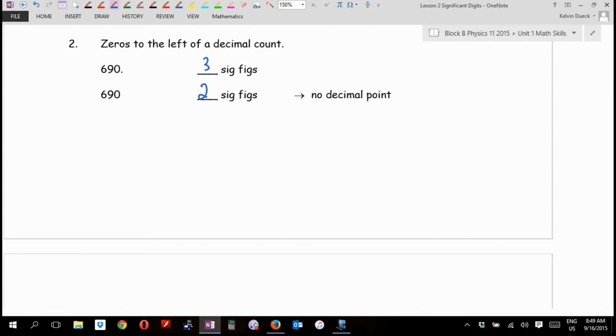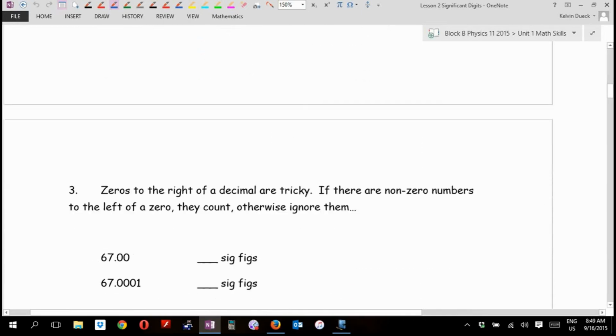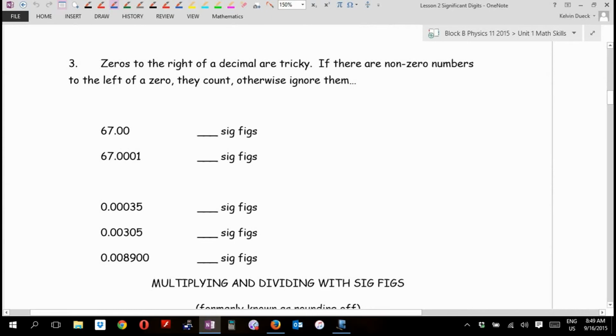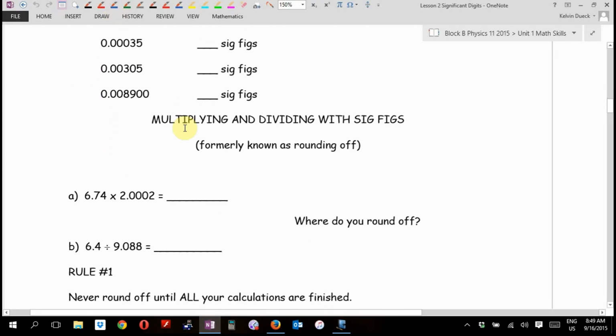If there's no decimal point, zeros to the left don't count, unless they're between 2 numbers. Zeros to the right of a decimal are tricky. If there are non-zero numbers to the left of a 0, they count. Otherwise, we ignore them. We're going to do these first 2 later. We're going to first of all do the 0.0035. How many sig figs?